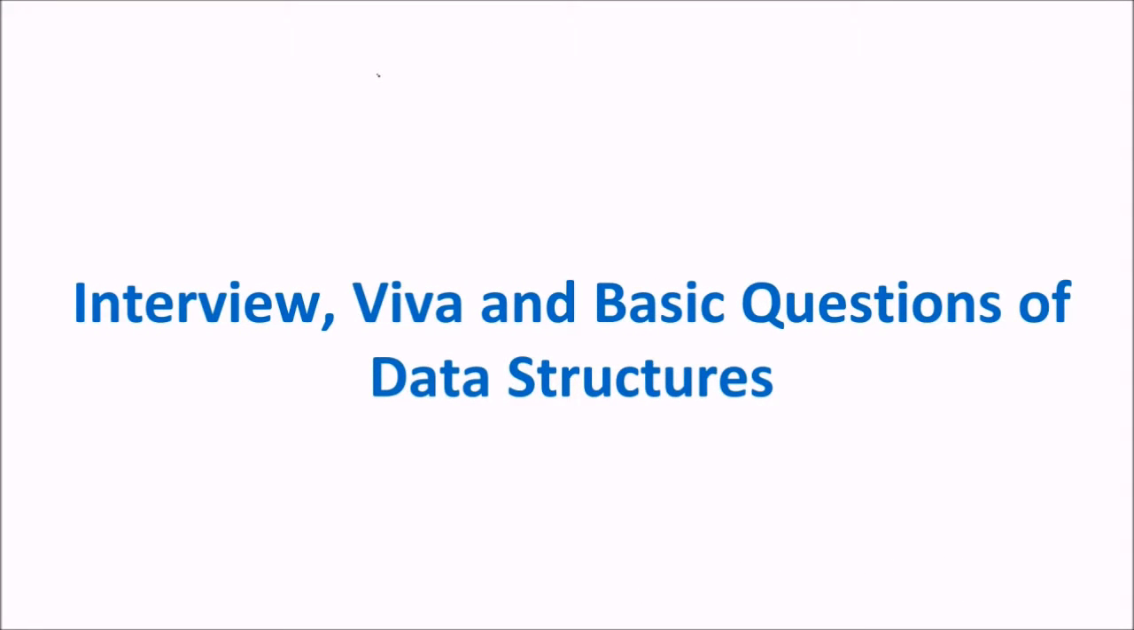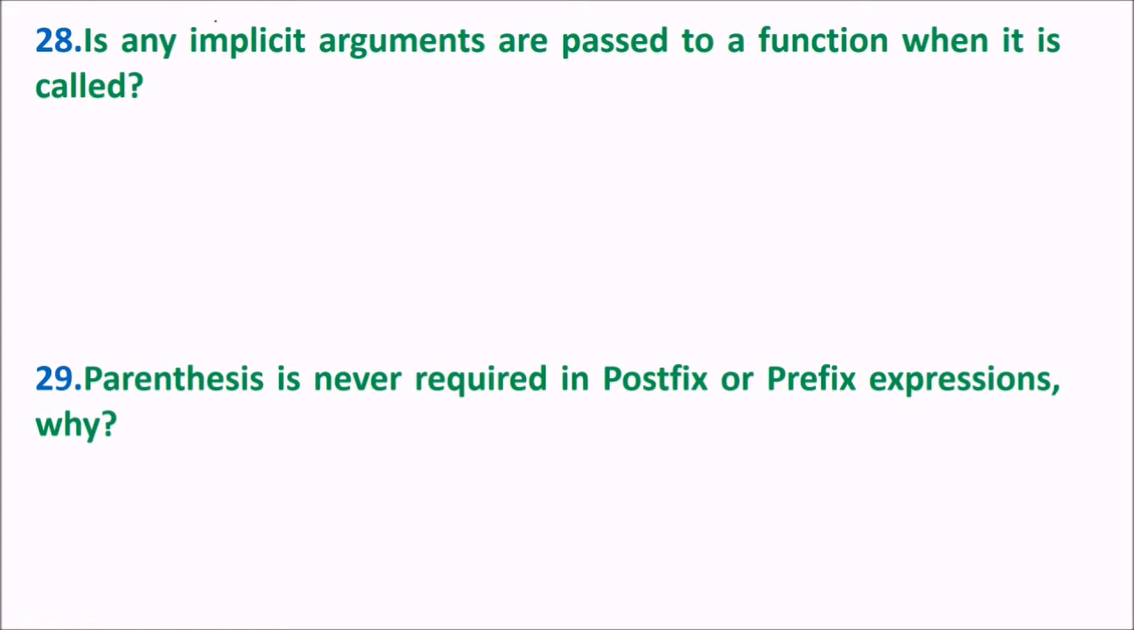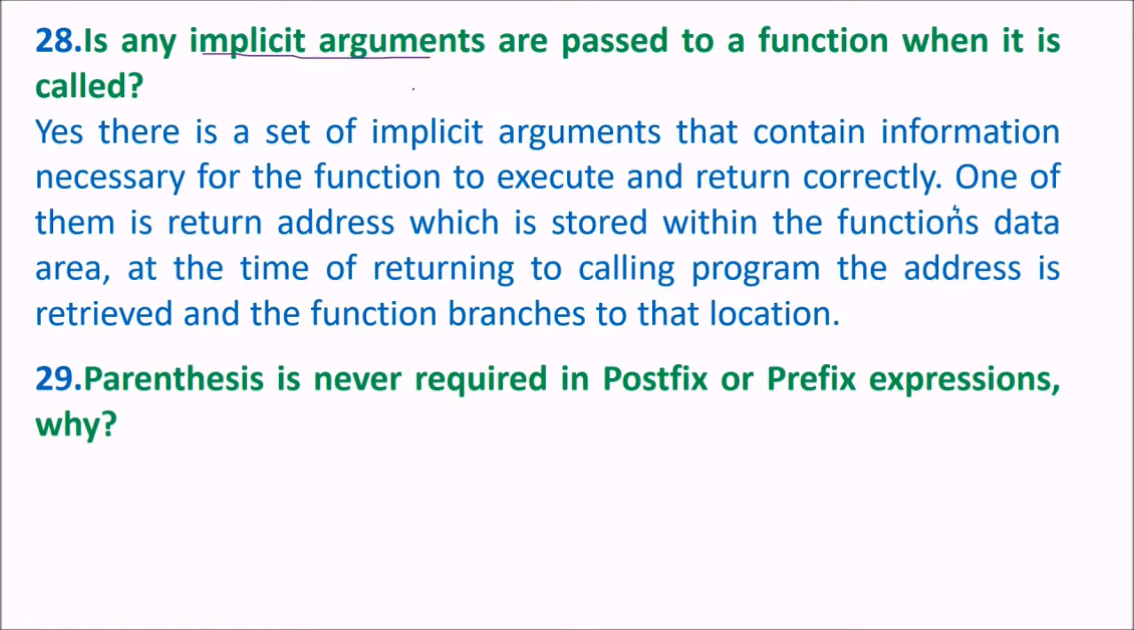So we were discussing a few questions and answers on data structure. Let us take them. Question 28: are any implicit arguments passed to a function when it is called? Yes, there is a set of implicit arguments that contain information necessary for the function to execute and return correctly. So these are the implicit arguments.